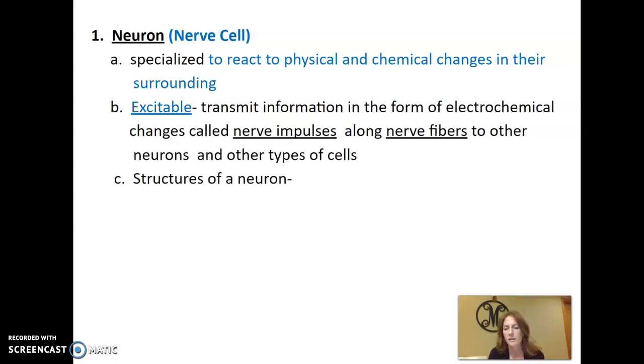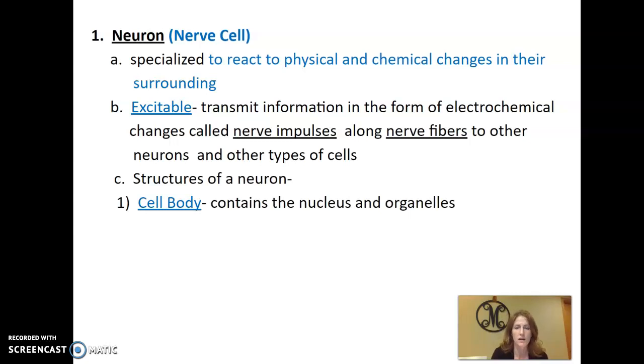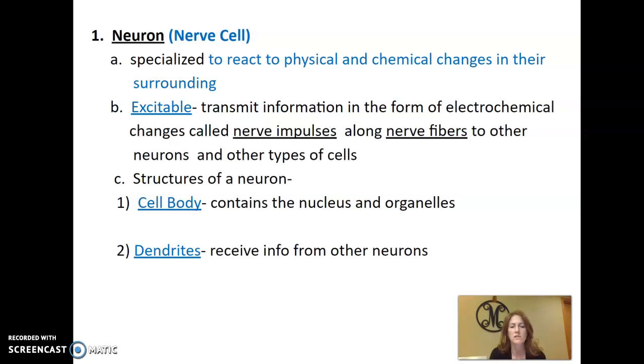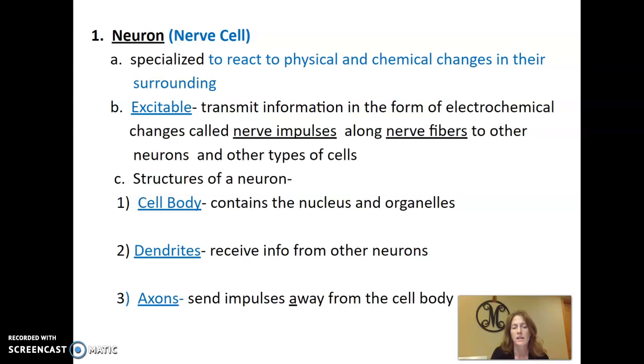Now, we're going to look at the anatomy or the structures of a neuron. The main part is the cell body. Inside the cell body is the nucleus, the organelles. We're not going to go into detail with that. You did that in biology. Then you have these little projections called dendrites. Dendra means branch, like branch or tree. So they are going to reach out to receive information from other nerve cells. The axons send impulses away from the cell body.